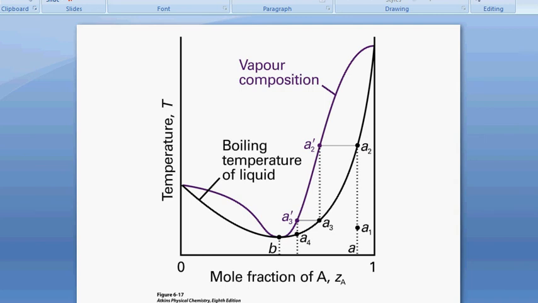Which example is this? The first one or the second one? The first one. The boiling point of the azeotrope is larger than either of the components. Okay. Ethanol water, 4% water by mass. Boiling point is 78 degrees.